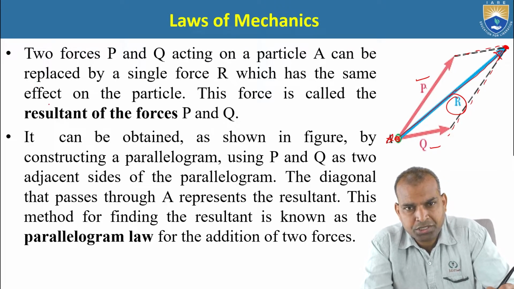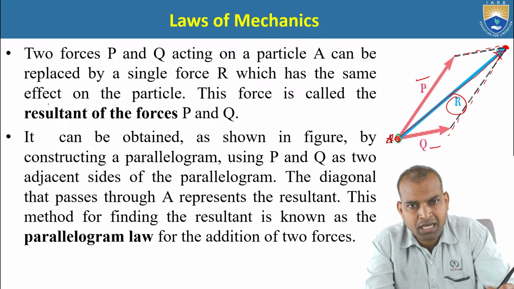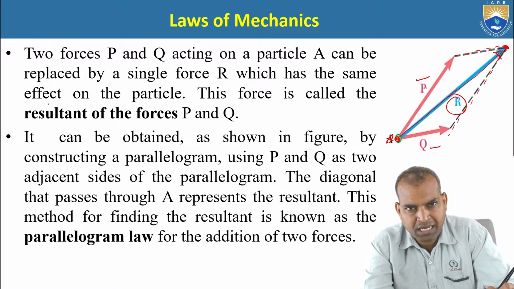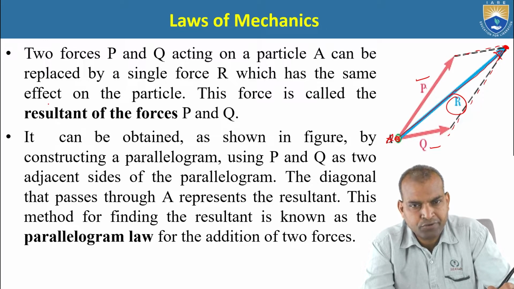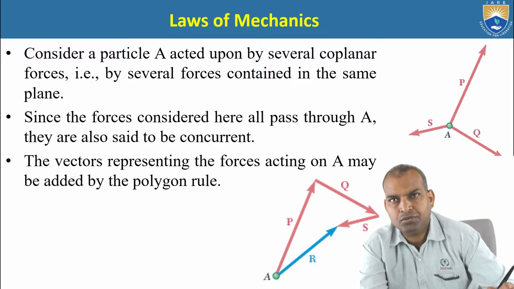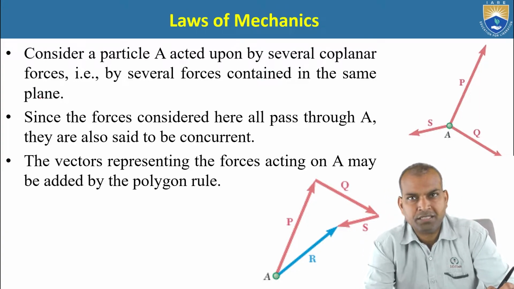So what is the limitation of this parallelogram law? It is only applicable when two forces are acting on a particle; we can find the resultant force only for two forces. For more than two forces, it cannot be applied. If more than two forces are acting, then which law is applicable to find the resultant force? That law is known as the Polygon Rule. That is another law of mechanics.